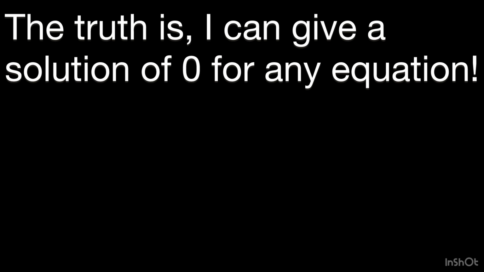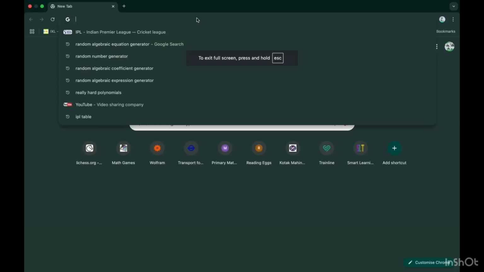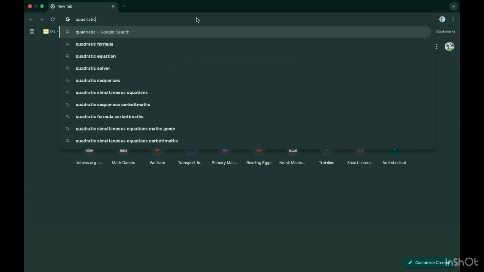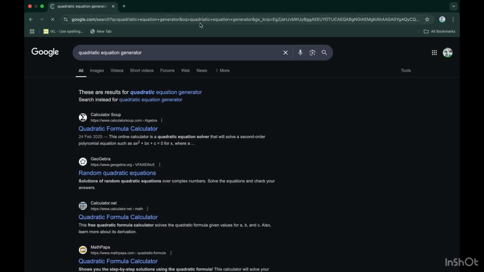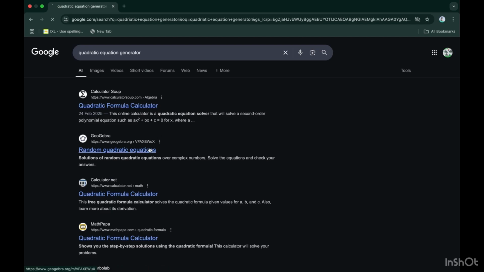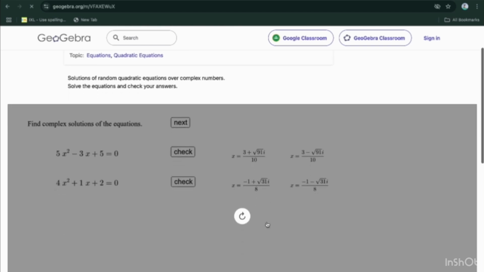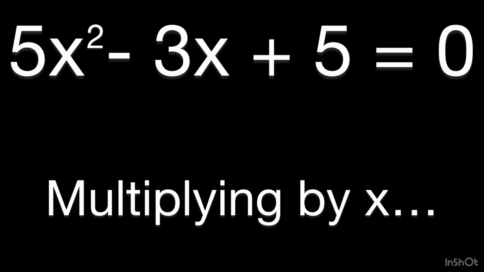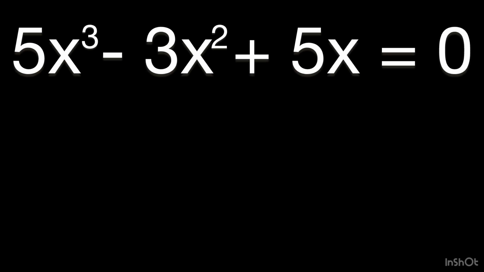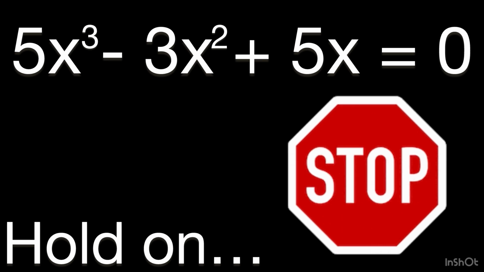The truth is, though, I can give a solution of 0 for any equation. So let me find one for you, and I'll do it right now. So now I'll search up a quadratic equation in Google, and I'll click on GeoGebra's random quadratic equations, and as you can see, these have complex solutions, and none of them are 0. So I'll take the first one, 5x squared minus 3x plus 5 is equal to 0, and I'll solve it, and I'll make sure that x is 0. And I'll multiply by x, but hold on.